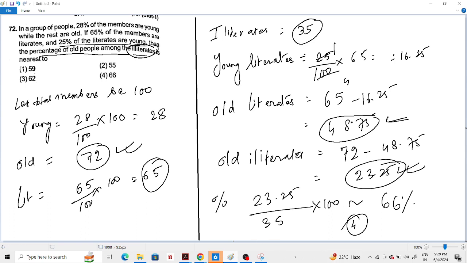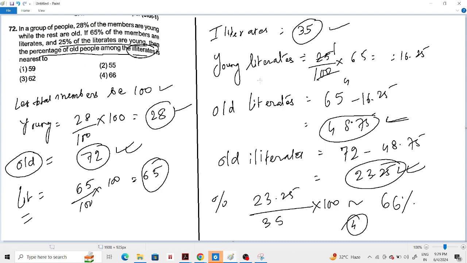You understood, Niladri? So I couldn't understand that old and old literate part. Okay, so let the total number of members be 100. How many young people are there? 28%. That means 28 by 100 into 100, which is 28. How many old people are there? If 28 are young people, 72 are the old people. How many literates are there? 65% of the members are literate, 65 are literate. How many illiterates then? 100 minus 65, that is 35, right?